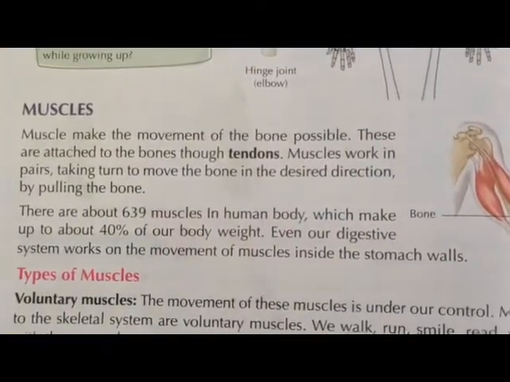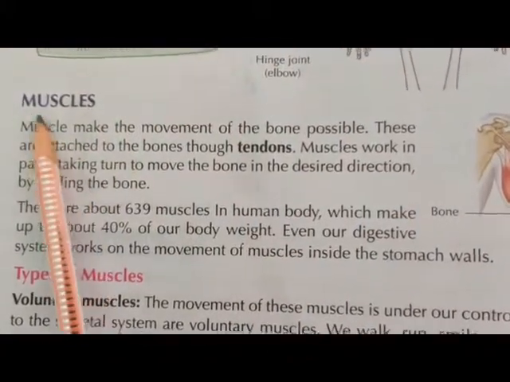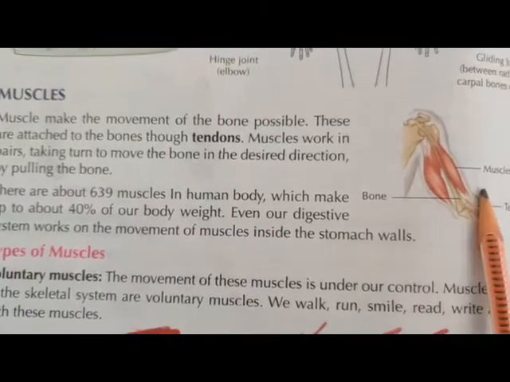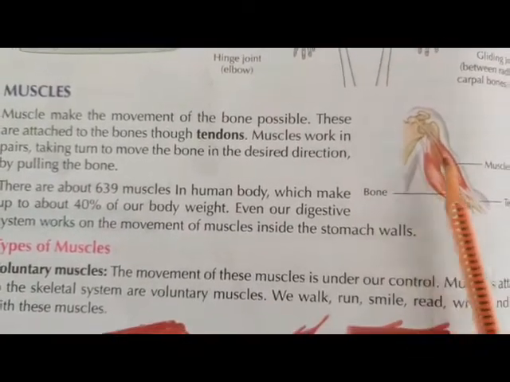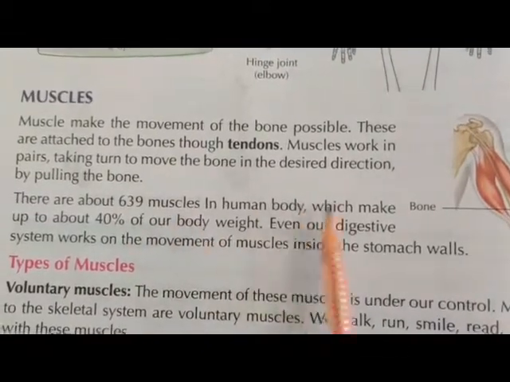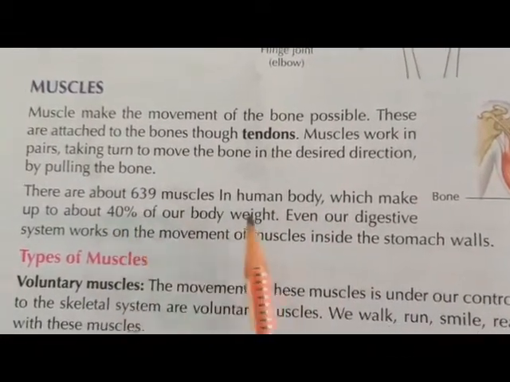After studying about the bone part, we will move to the muscle part. As we know, bones are covered with muscles and their contraction and extension helps in movement. So we have 639 muscles in our body, which comprise 40% of our body weight.